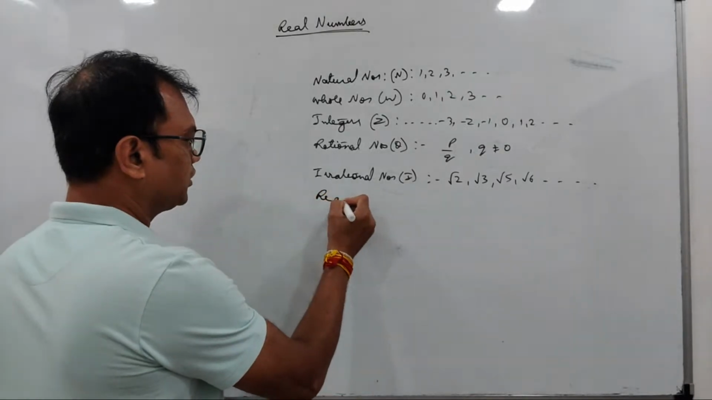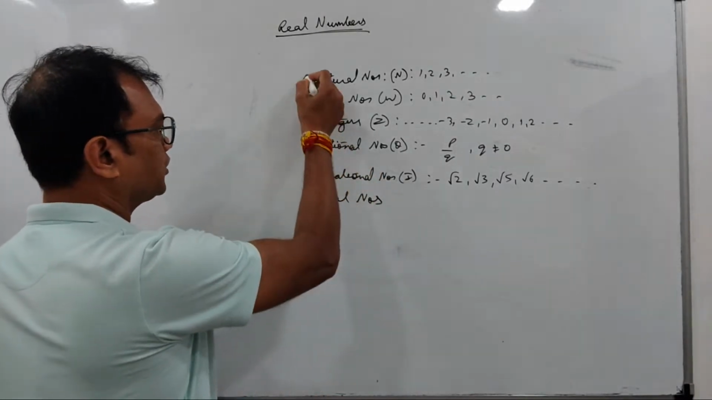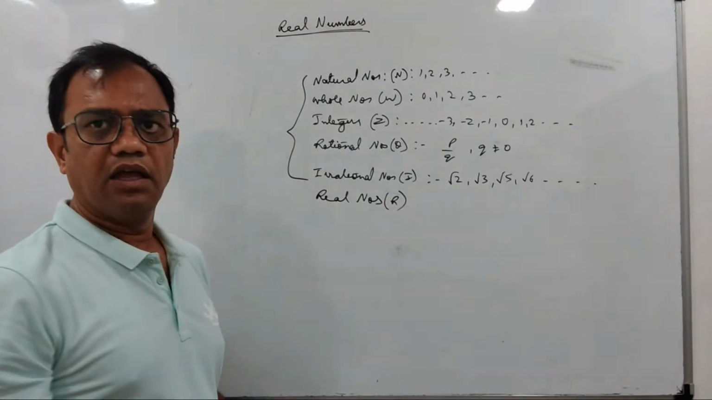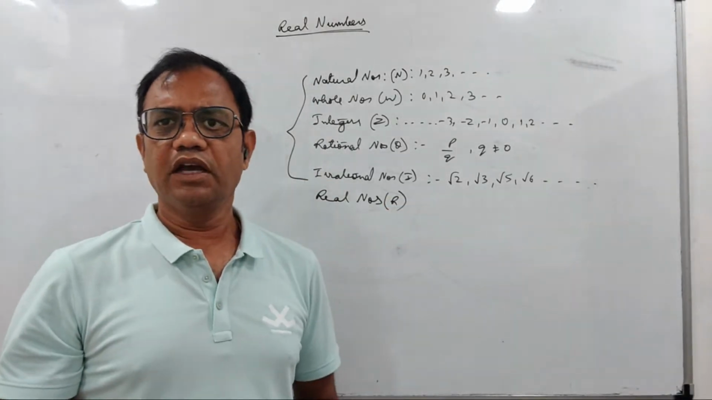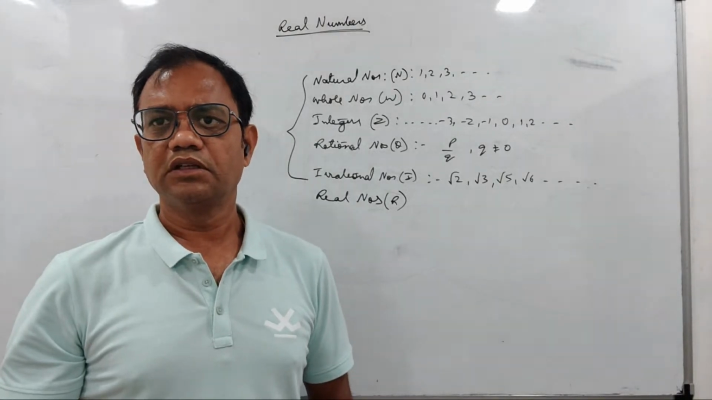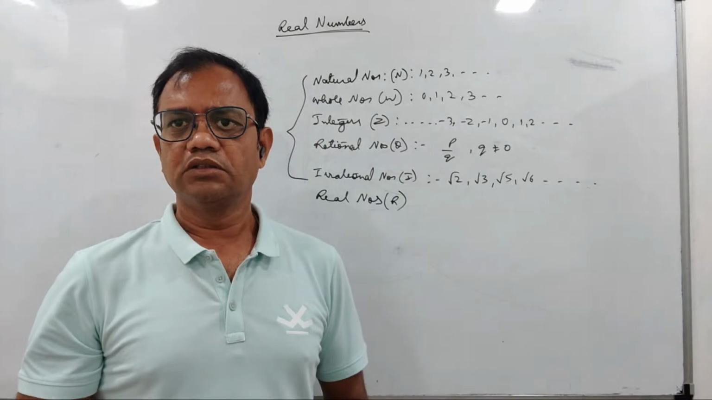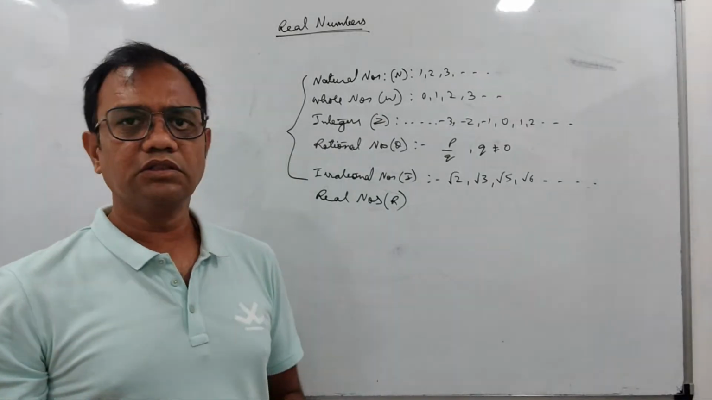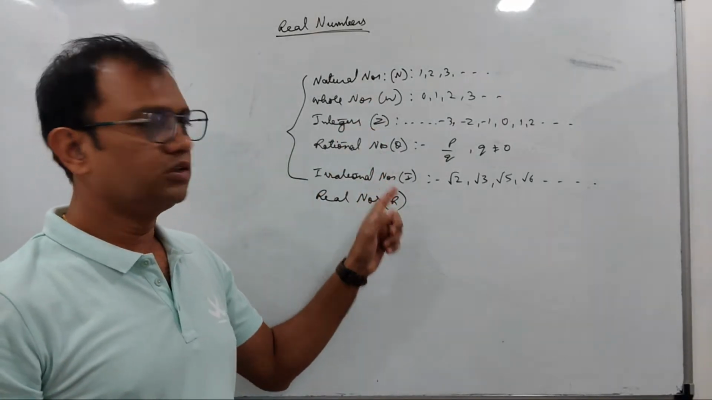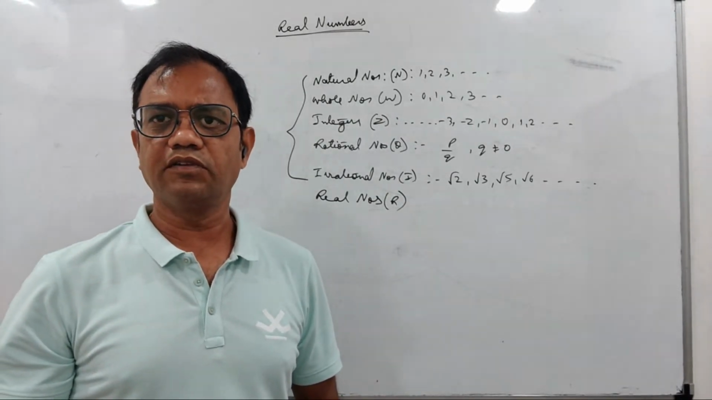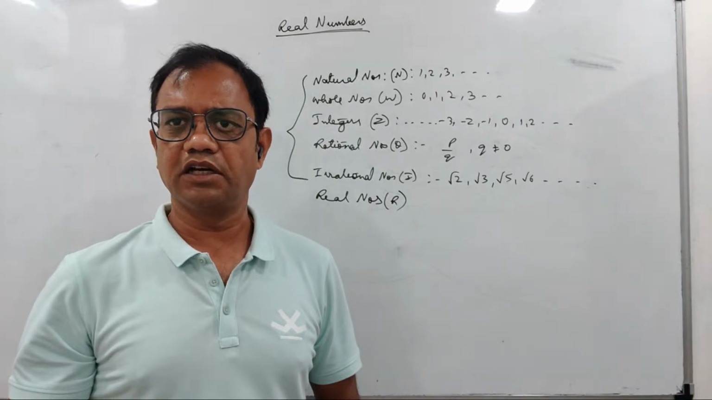All these numbers are called real numbers, R. And then we have imaginary numbers, which you will study in 11th standard as complex numbers. So these real numbers are all these numbers, and those numbers which are not real are the complex numbers. That we will consider in 11th standard.